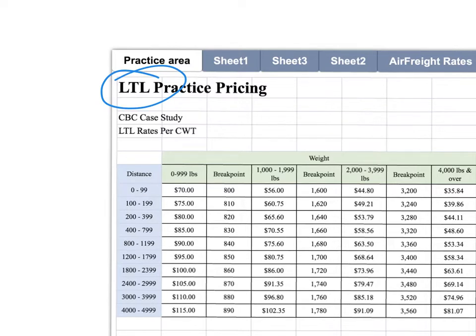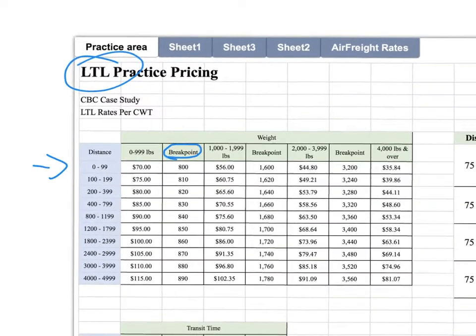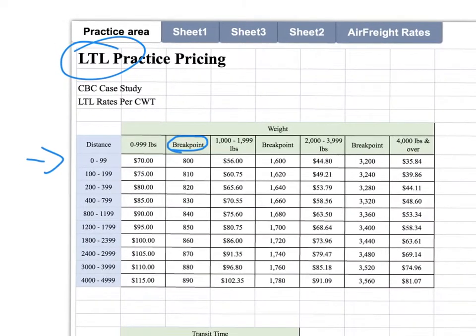So we're going to be using this table, which is taken from your case study. And then we're also going to jump into what this area is here, a breakpoint. And then at the end, you should be able to use any LTL table and understand it and be able to price accordingly. So let's start, and let's just look at the table itself.